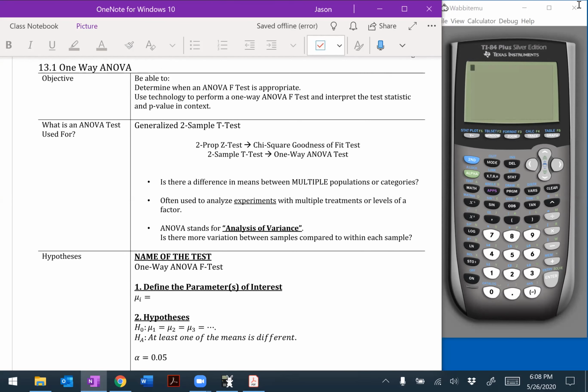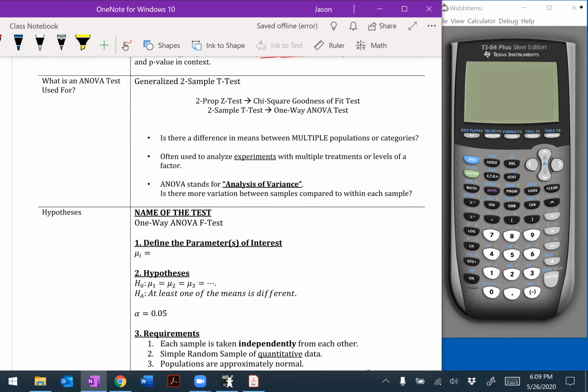Objective: be able to determine when the ANOVA F test, so the F statistic, is appropriate. Use technology to perform a one-way ANOVA F test and interpret the test statistic and p-value in context. What is ANOVA used for?